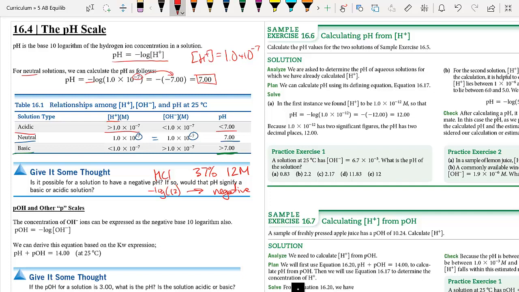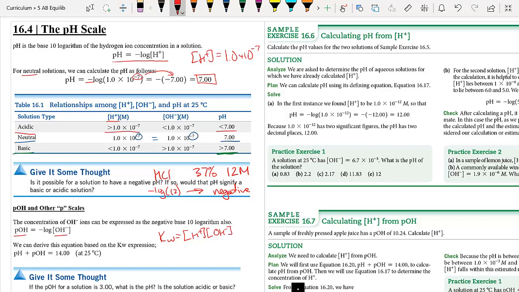Okay? So beyond just pH, we also have pOH and some additional P scales. Well, if pH refers to hydrogen, then pOH refers to hydroxide ions. So pOH is the negative log of the hydroxide ion. Another kind of interesting thing that we can get from this is using our relationship with Kw. Kw is the concentration, remember, of hydrogen ions multiplied by the concentration of hydroxide ions.